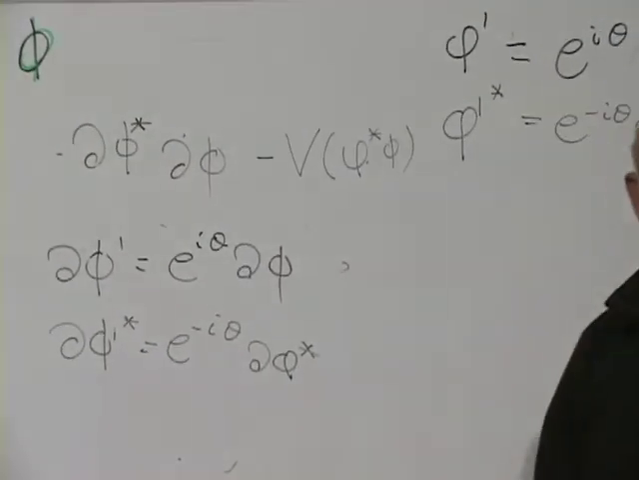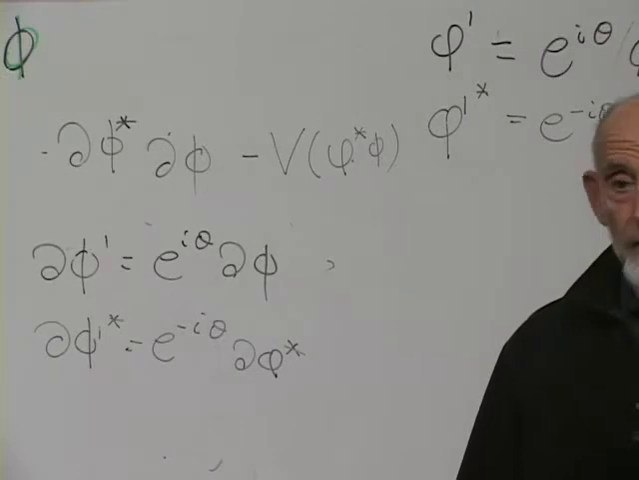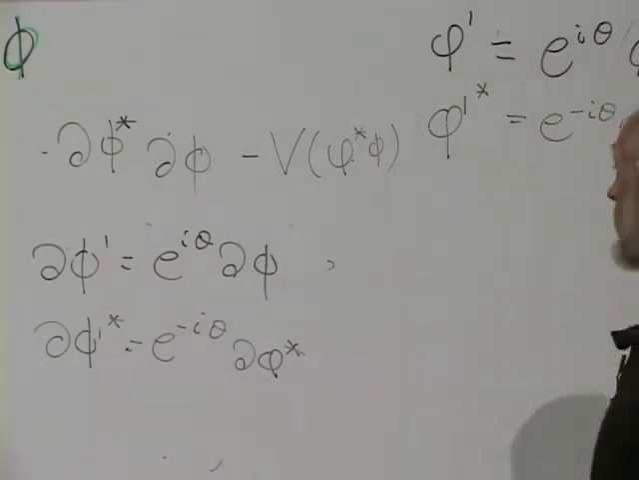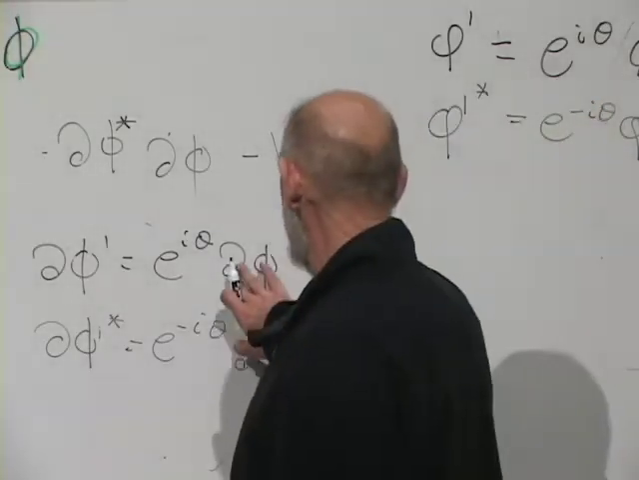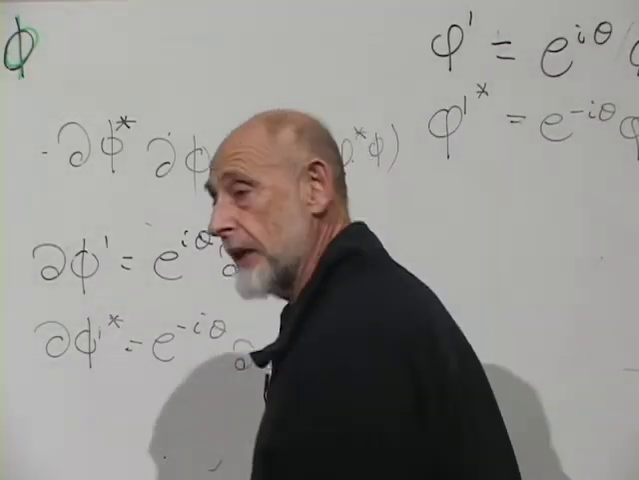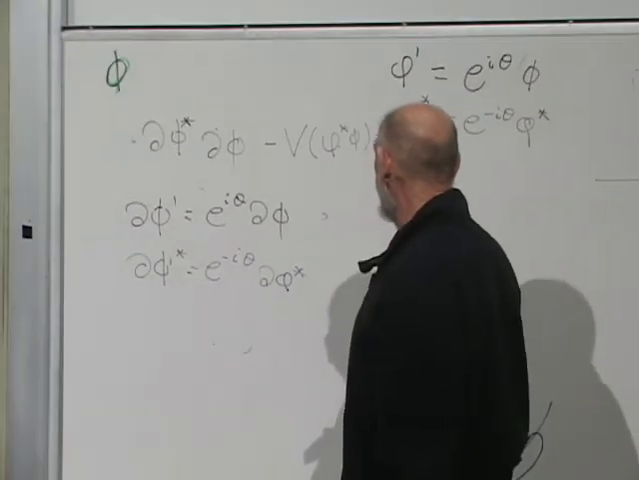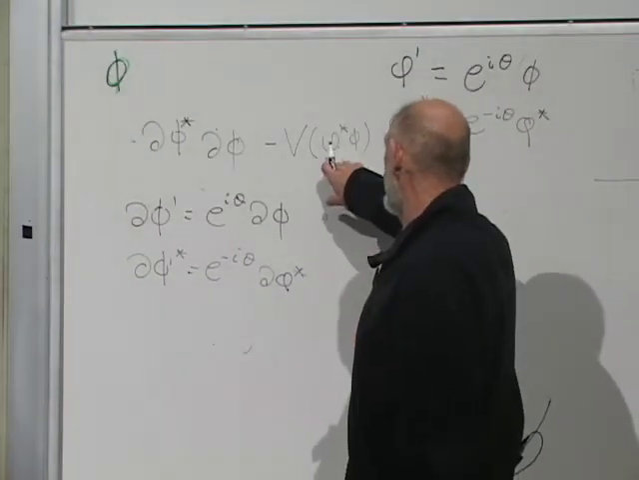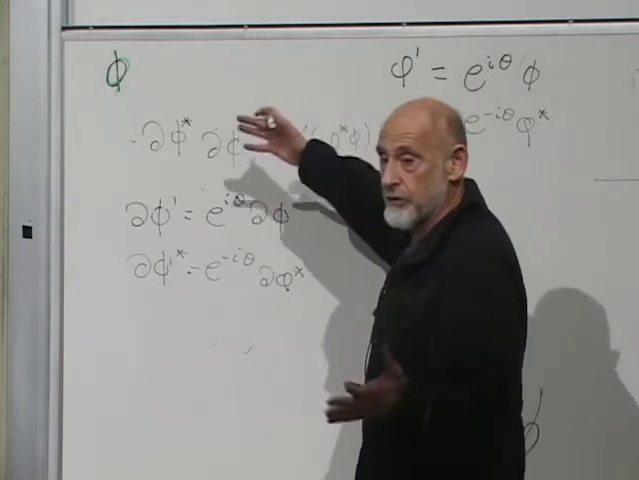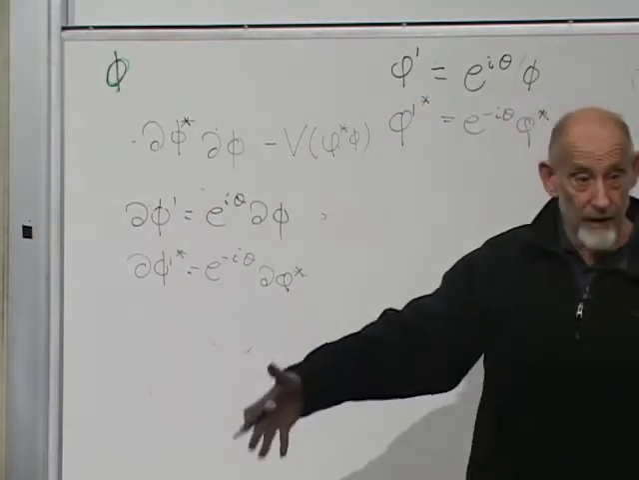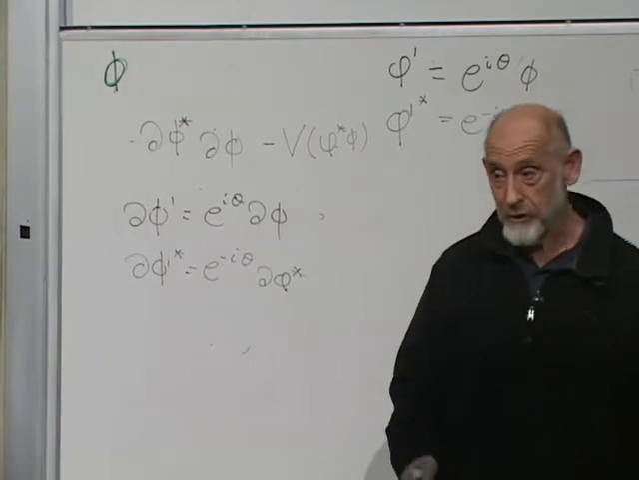Okay. Now it's clear that this Lagrangian has this symmetry even with the potential term. I could break the symmetry, all sorts of ways of breaking the symmetry. If I made the potential a function of some other combination, let's say just phi real by itself without phi imaginary, that would break the symmetry.